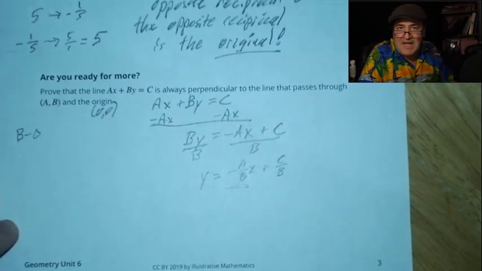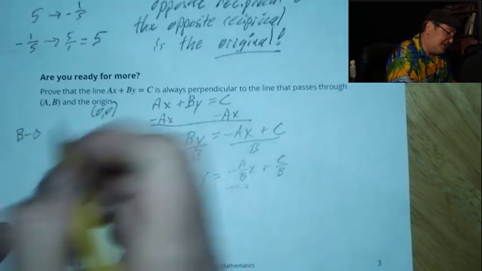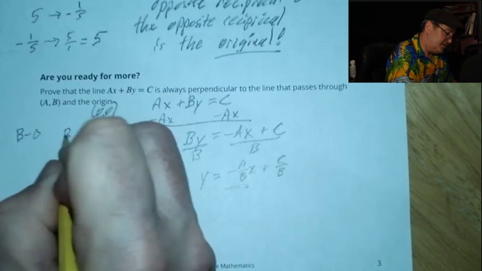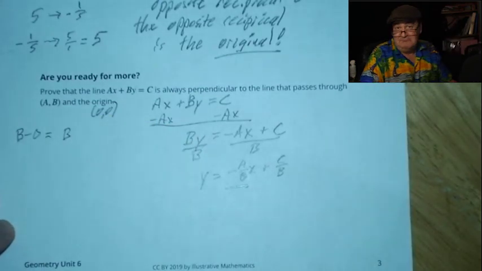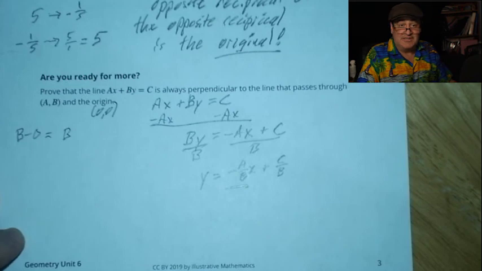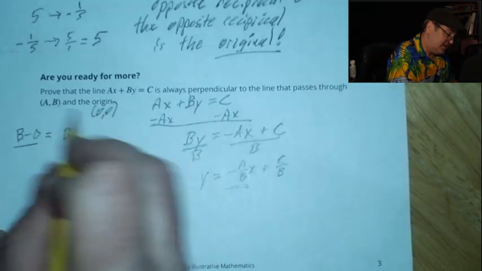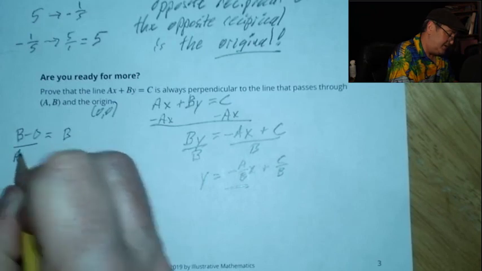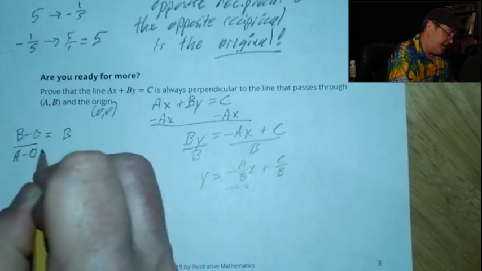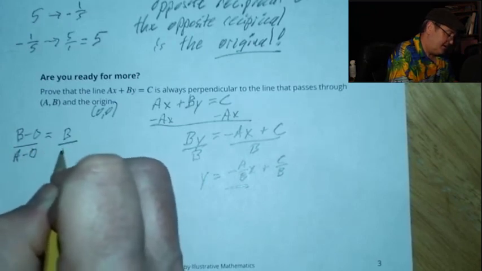What is anything minus 0? It stays the same, right? It doesn't change. So that's the same thing as b. If we add 0 or subtract 0, it's still b. And then the difference in the x's: how much did x change between a and 0? Well, if we subtract 0 from a, that's the same thing as a.